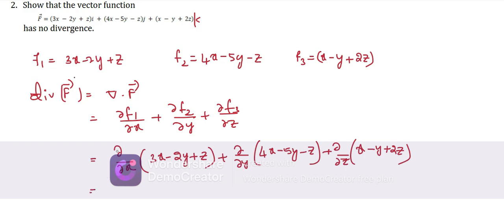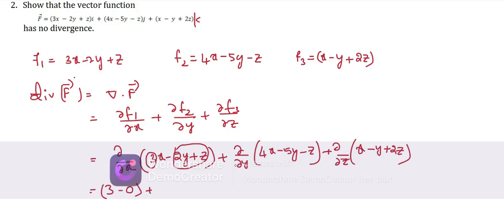So here we need to differentiate partially with respect to x. So other than x, all are constant. So 3 is constant, the whole thing is constant, right? So the differentiation of x with respect to itself is 1, minus the differentiation of 2y plus z, which is constant, so it is 0, right?